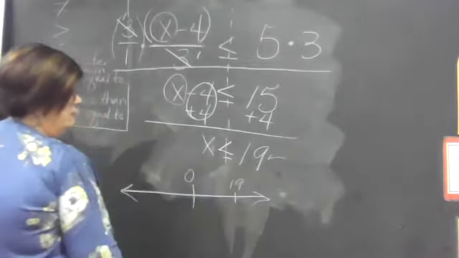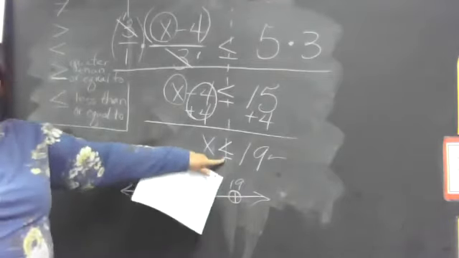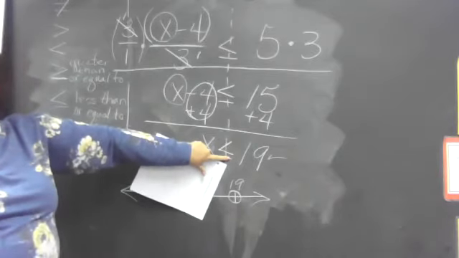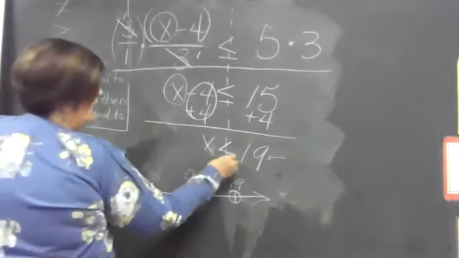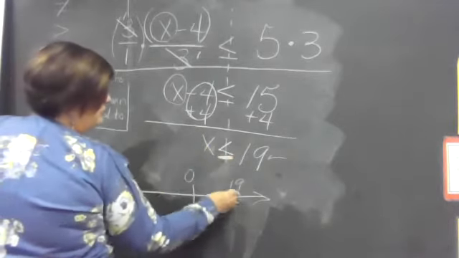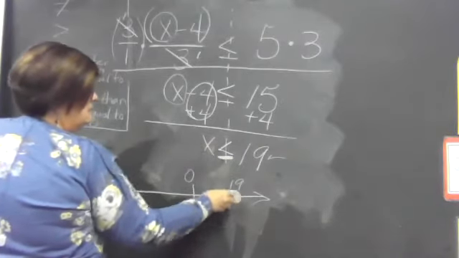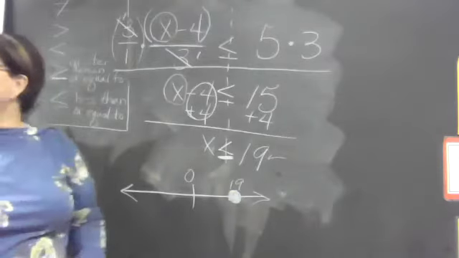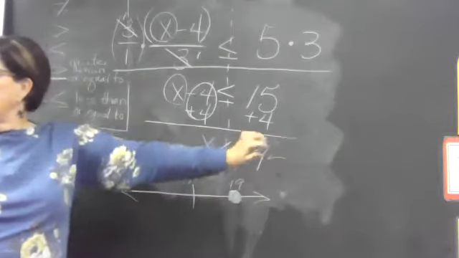Now, I have 2 decisions. Do I color in the circle or not? Yes, I do, because it's equal to. If it was just this and not that line, then you wouldn't color it in. But because of this line, it says it's equal to, so our graph includes the 19. And the other decision that you have to make is, do I shade this way or do I shade this way from 19?